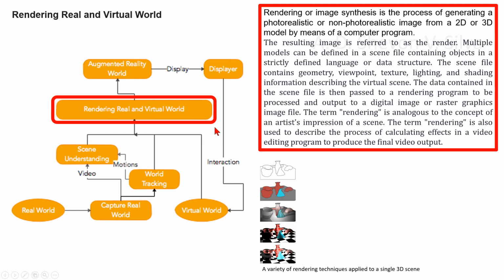The data contained in the scene file is then passed to a rendering program to be processed and output to a digital image or raster graphics image file. The term rendering is analogous to the concept of an artist's impression of a scene. The term rendering is also used to describe the process of calculating effects in a video editing program to produce the final video output. Here you can see a variety of rendering techniques applied to a single 3D scene.